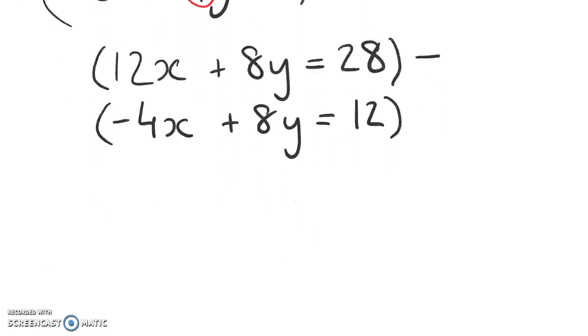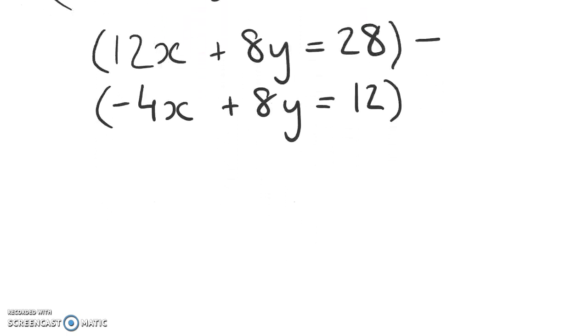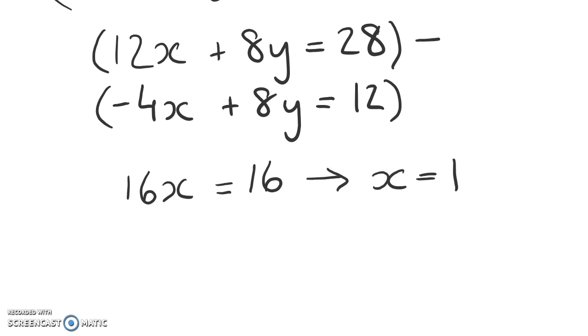So let's give that a try. We've got 12x, take away negative 4x, which means we've got 16x. 8y, take away 8y, we get 0y, which has eliminated the variable y. 28 take away 12, we get 16. So 16x equals 16. That means that x has to equal 1.